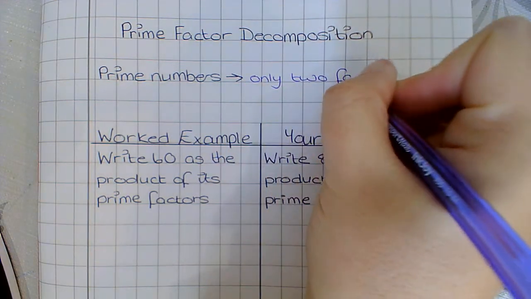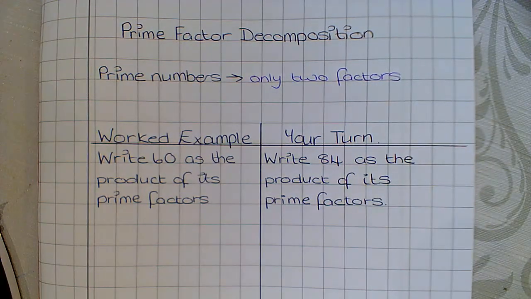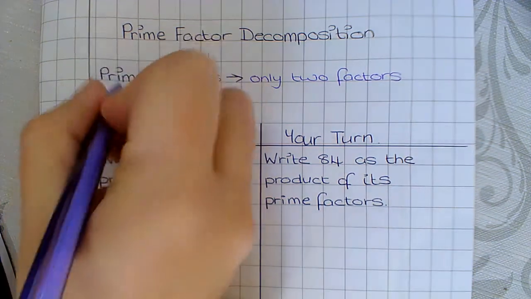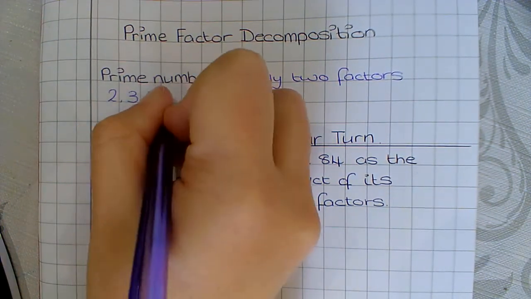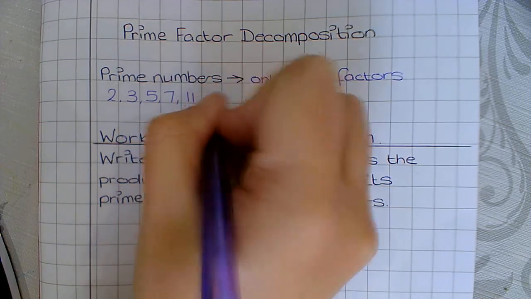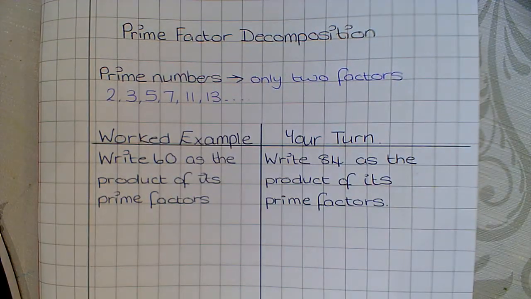That's something you learn right at the start of year 7 and something that continues all the way through every single year you're in school. So they are numbers such as 2, 3, 5, 7, 11, 13 and so on. Numbers that only have two factors. So we need to know those for this topic.